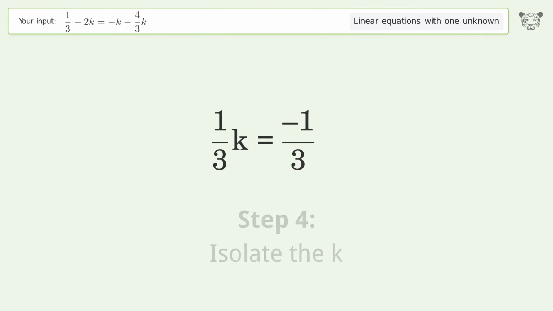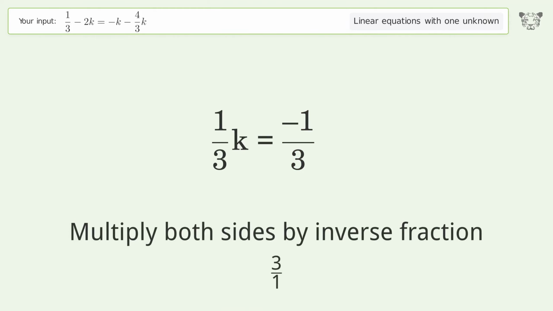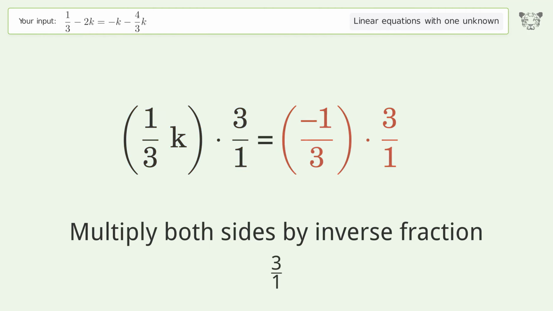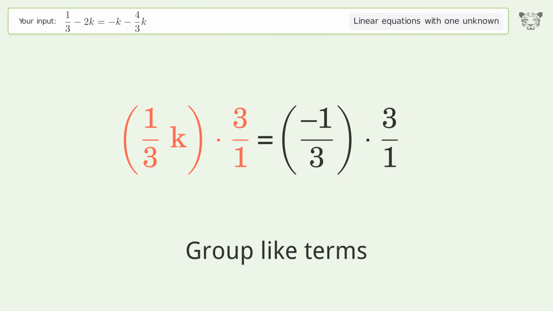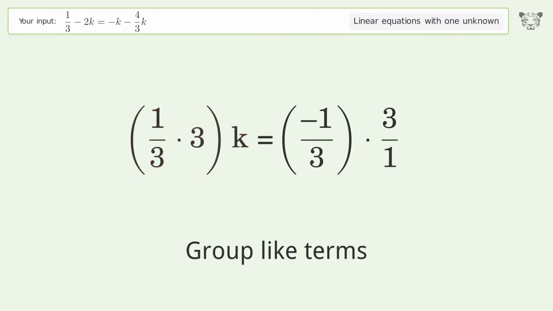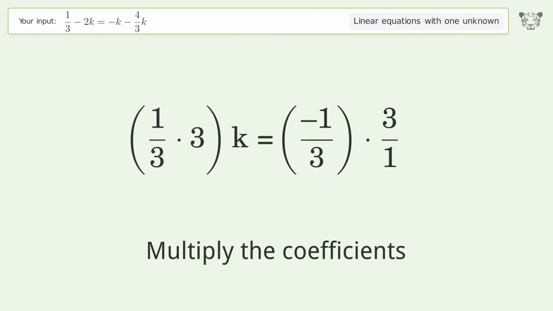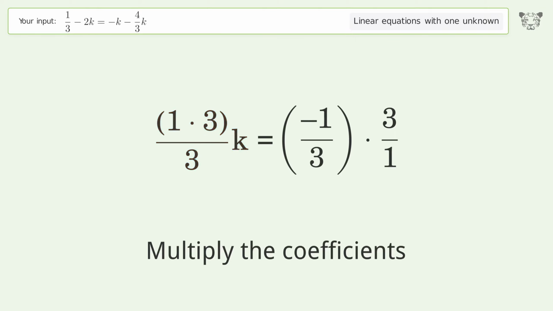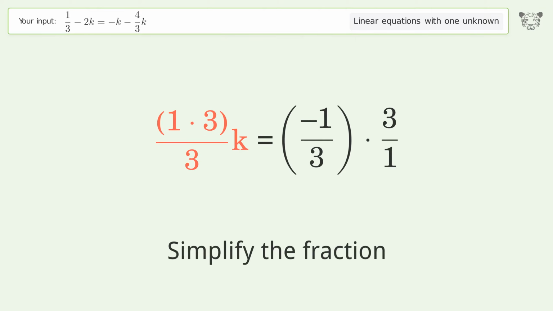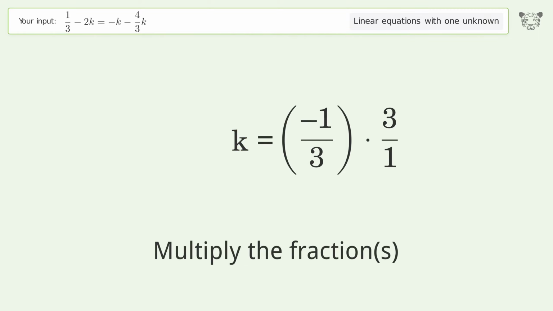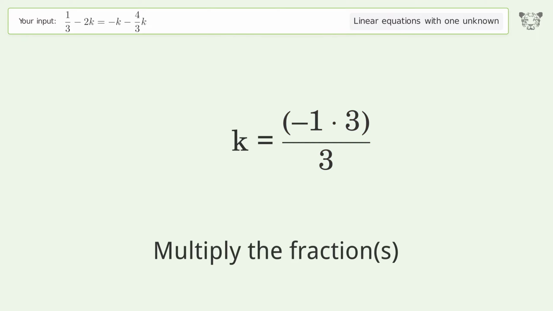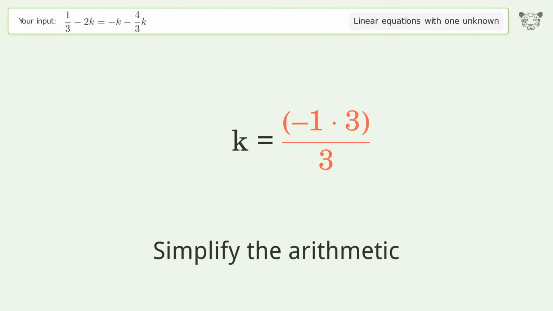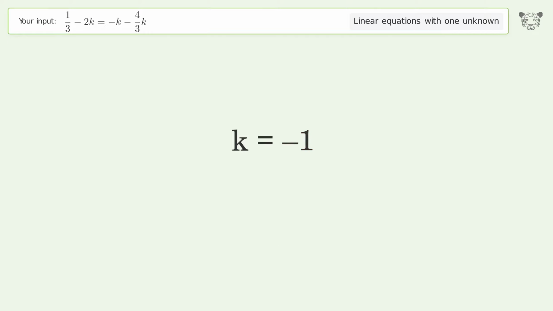Isolate the k. Multiply both sides by inverse fraction 3/1. Group like terms. Multiply the coefficients. Simplify the fraction. Multiply the fractions. Simplify the arithmetic. And so the final result is k equals -1.